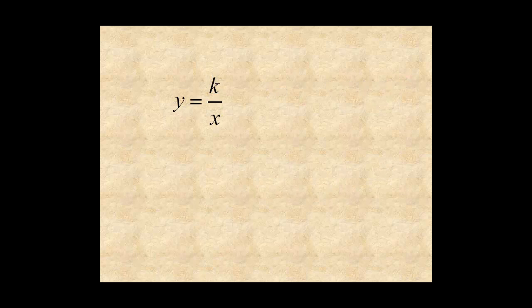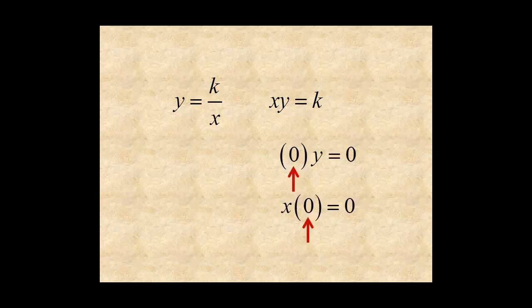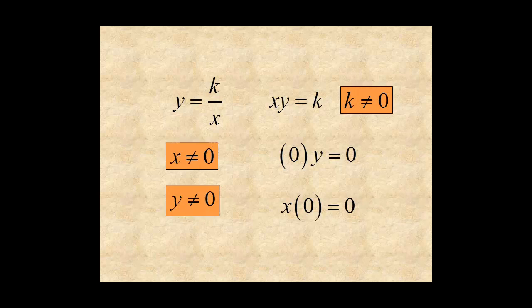Also, if you start with the function for inverse variation and multiply both sides by x, you get a new form of the function: x times y equals k. This means if a pair of x y values is related by an inverse variation, their product is constant. In addition, notice if either x or y were equal to 0, the product would equal 0. Since the constant of variation can't equal 0, this means for an inverse variation, neither x nor y can equal 0.